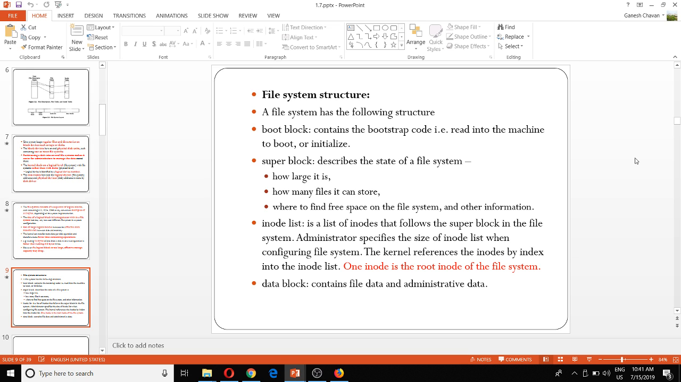Superblock. It describes the state of the file system, how large it is, how many files it can store, where to find free space on the file system, and other information. Inode list is nothing but a list of inodes that follows the superblock in the file system. The administrator specifies the size of the inode list when configuring the file system.